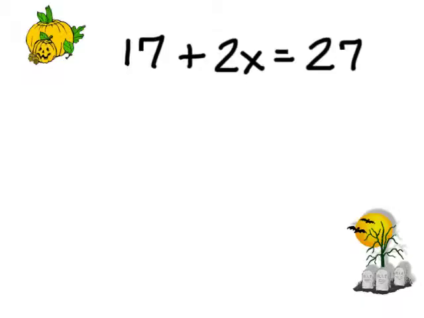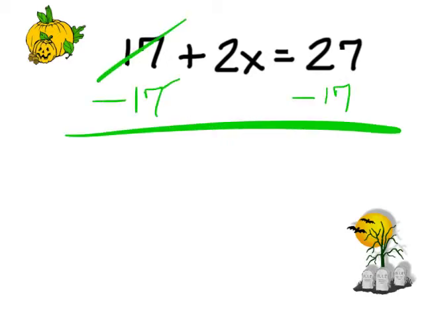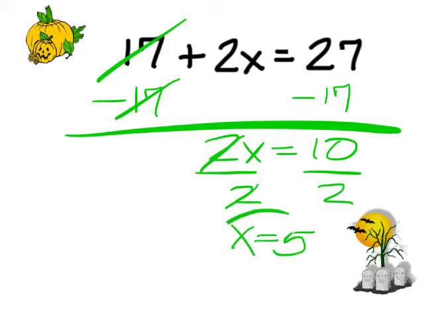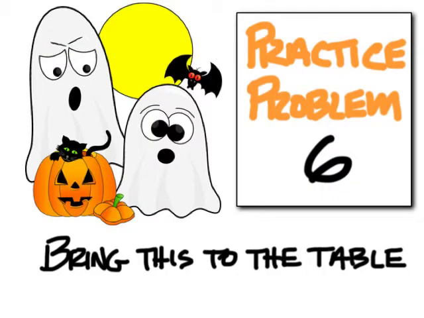Bonus problem number 5. You should subtract 17 from both sides. When you do that, these are gone. 2x equals 10. Divide both sides by 2. The answer should be 5.